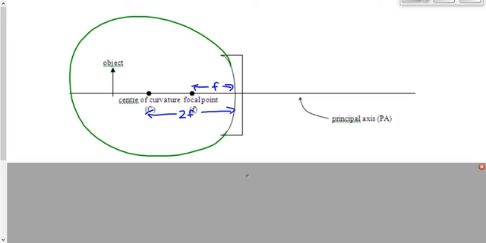What else could we call that besides 2F? Well, we could call it R, because that would be the radius of the circle, right? In other words, the focal length of this mirror will always be half the radius of the circle.